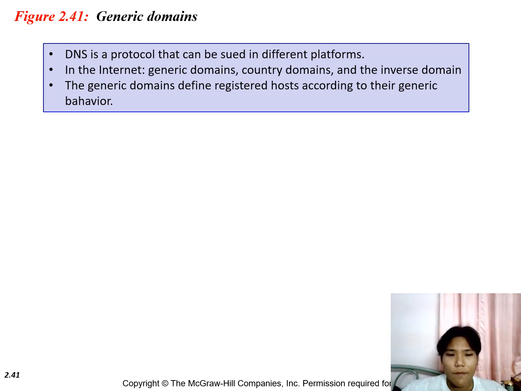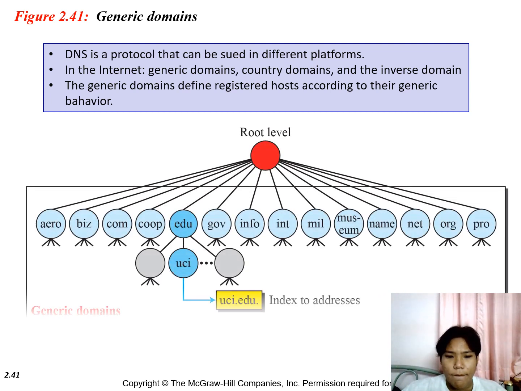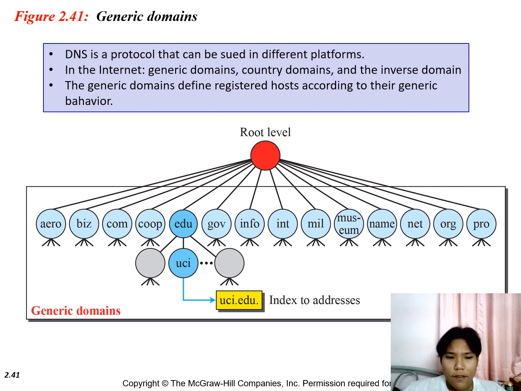Generic domains. DNS is a protocol that can be used in different platforms. In the Internet, there are generic domains, country domains, and the inverse domain. The generic domains define registered hosts according to their generic behavior. So this is generic domains.